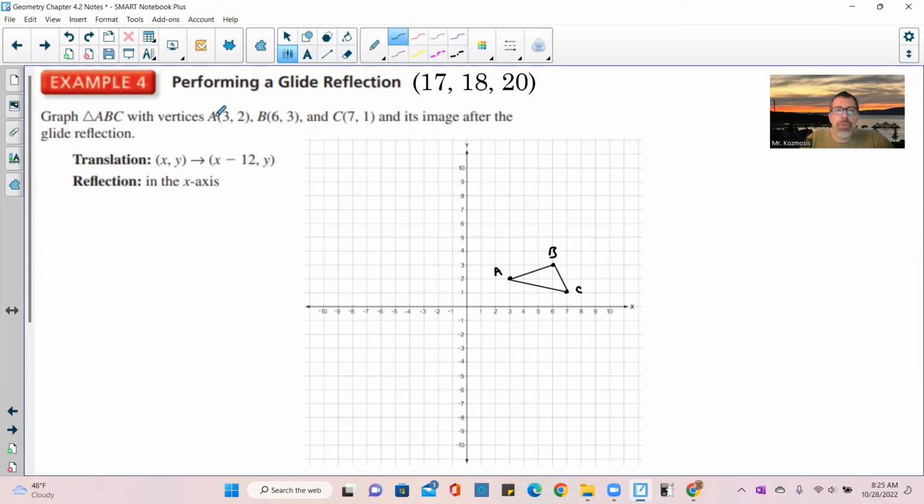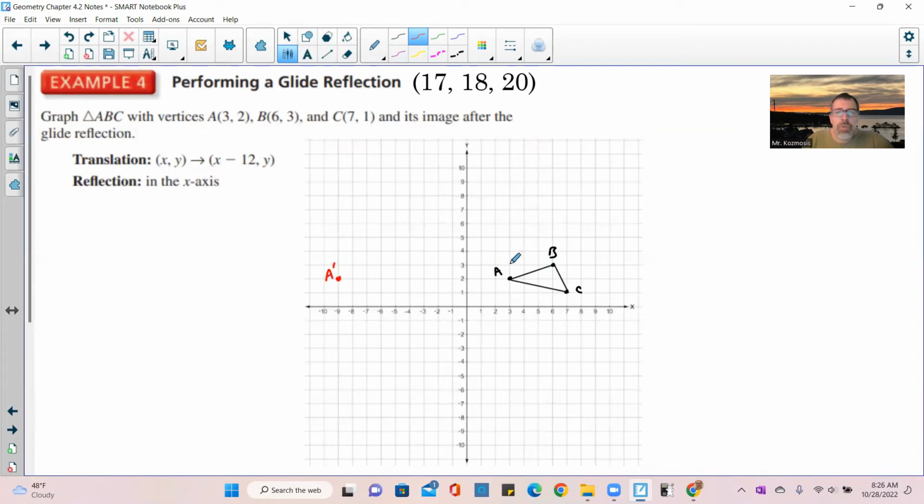Now we're going to graph its image after a glide reflection. So we're going to translate (x, y) to go to (x − 12, y). So my y doesn't change, but my x moves left 12. So my A is going to move left 12: 1, 2, 3, 4, 5, 6, 7, 8, 9, 10, 11, 12. And I'm going to put A prime right there.